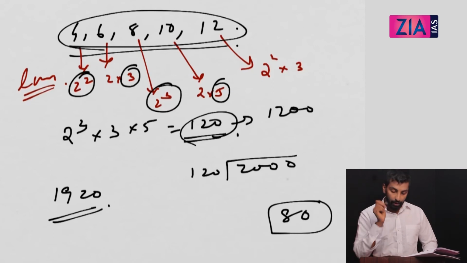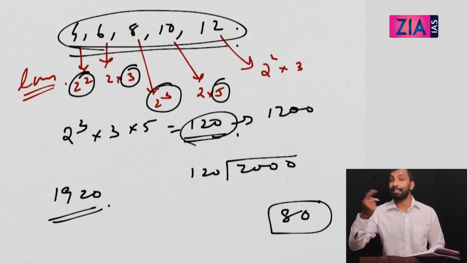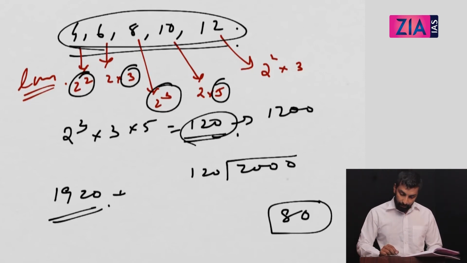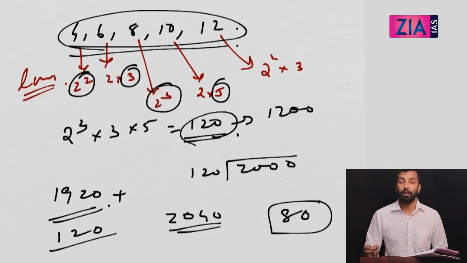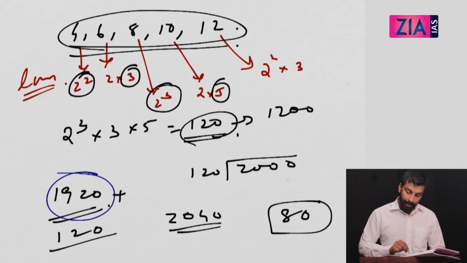So 1920 will be divisible by all these numbers. The next number divisible by all these numbers, if you need to find it, you need to add 120. So that is actually 2040. That is greater than 2000. So the number required for us is actually 1920.